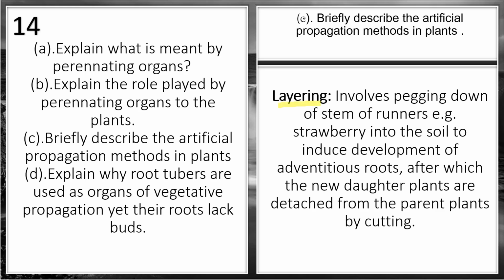We have layering. This involves pegging down of the stem of runners, for example, strawberries, into the soil to induce development of adventitious roots, after which the new daughter plants are detached from the parent plant by cutting.